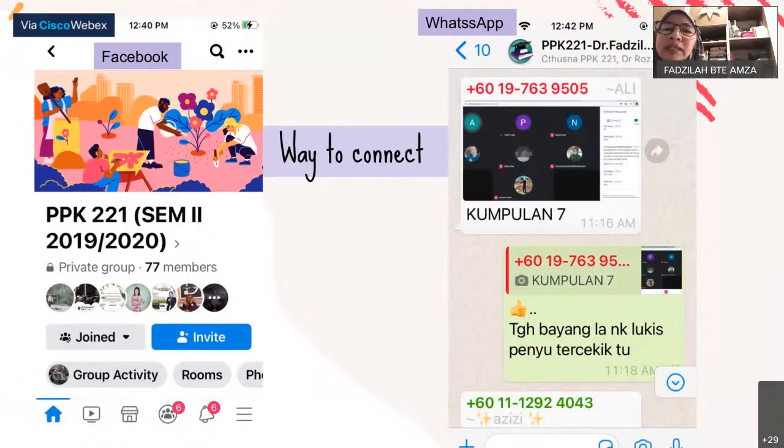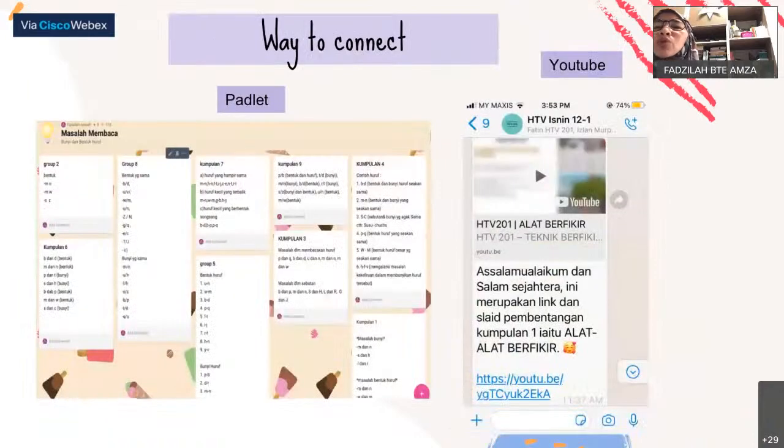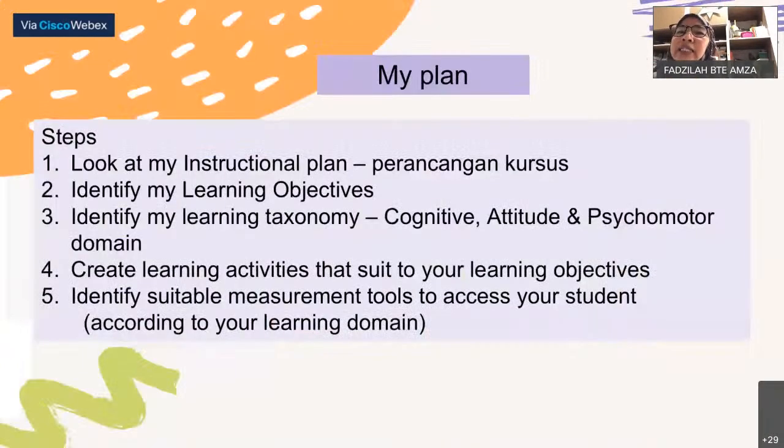Okay, this is the 77 members. It is a private group because this is the number of the students. So we also have the WhatsApp group PPK 221 Dr. Fazila, Padlet and also YouTube. So this is how I applied connectivism in my class.